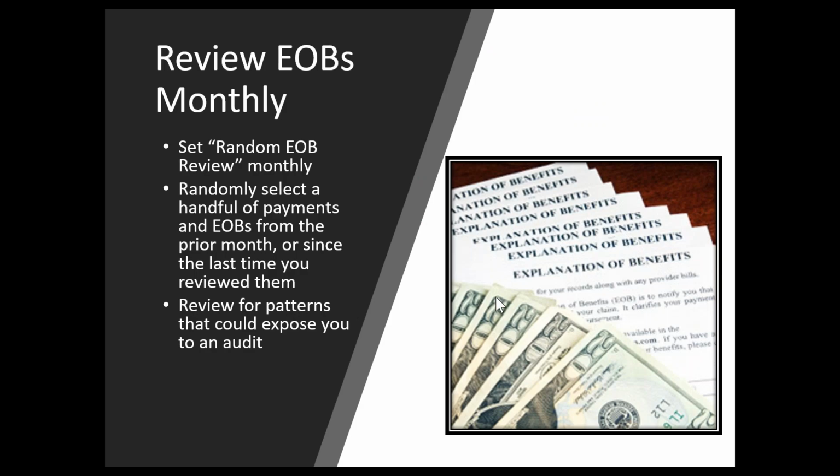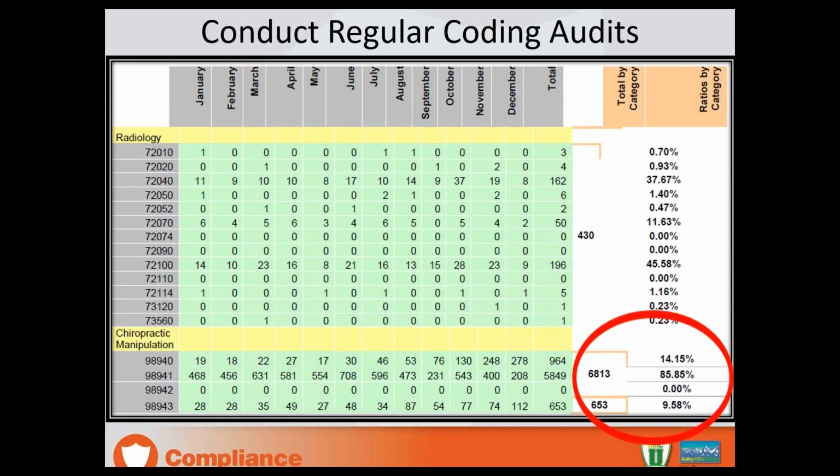I also recommend that you randomly review EOBs, or explanations of benefits, on a monthly basis. And oh, by the way, these are all things that are a part of your compliance program anyway. So if you're doing a proper compliance program, they're going to already be in place. Just randomly select a handful of payments every month, go through them, look at patterns, look at denials, look at things. Is the staff properly appealing, or are they writing things off incorrectly? These patterns are things that could expose you to an audit that you can be proactively engaged in.